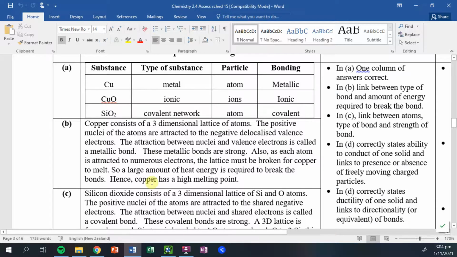So I'll repeat that again. Talk about the strength of the bond, how much heat energy is required for it, and then lastly, relate it back to melting point. Make sure you have all 3 points, because I often see that one of those points is forgotten because you guys are rushing your answers.